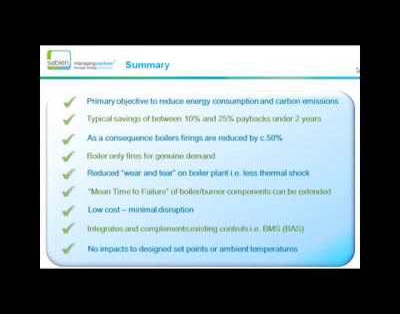Obviously making sure the boiler fires only when really required. Reducing wear and tear on boiler plant. Mean time to failure can be extended. Low cost, minimal disruption. Vitally, it has to integrate with and complement existing controls. That is absolutely a prerequisite. And no impact on the original design set points or ambient temperatures of the plant.